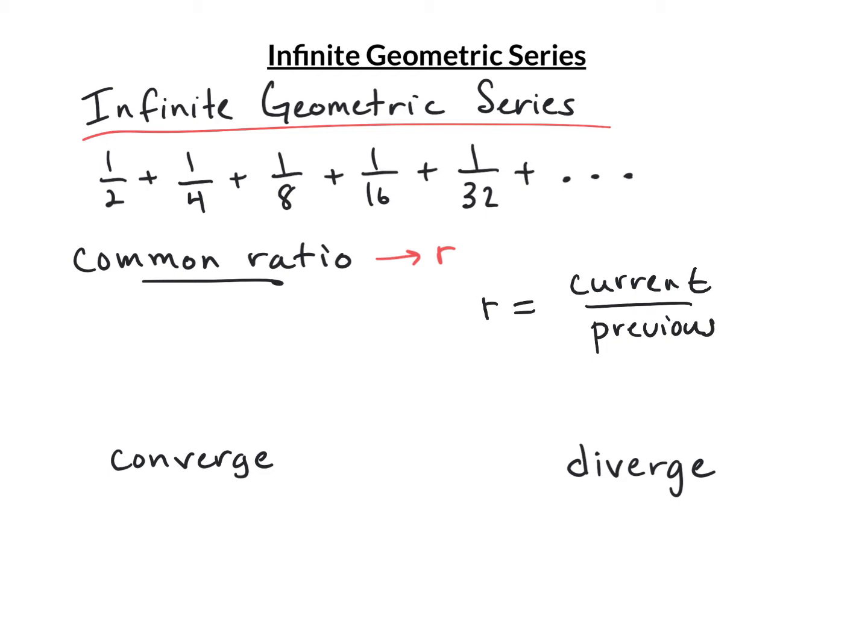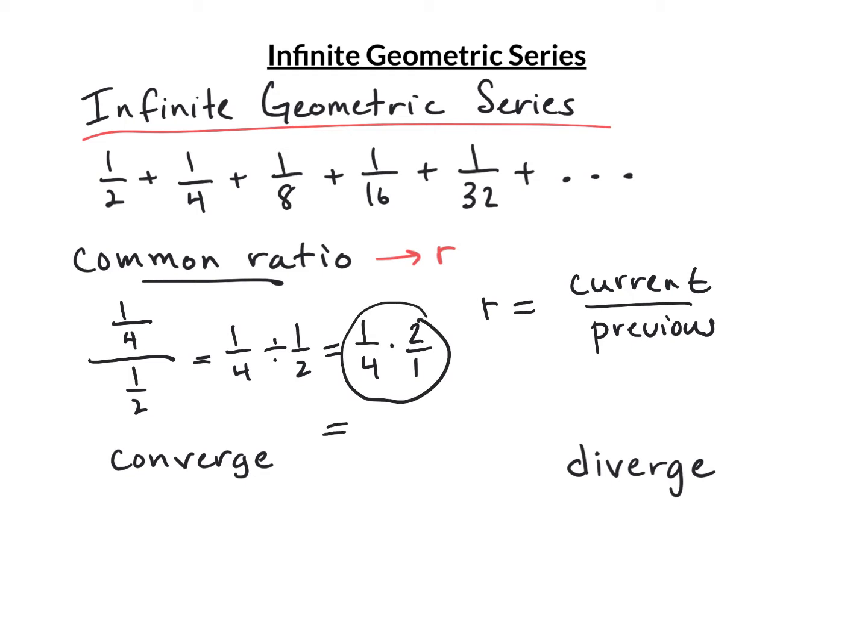We can use any term but the first. So take a current term, about 1/4, and divide it by the previous term, 1/2. You're always going to get the same number in a geometric sequence and a geometric series when you take current divided by previous. Remember that when you divide fractions, you multiply by the reciprocal. This is 1/4 times 2 over 1. And 1/4 times 2 over 1, if we cancel, divide by 2, we get 2. Divide by 2, we get 1. Turns out to be 1/2.